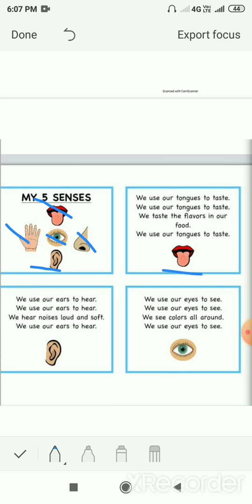We use our tongues to taste. We taste the flavors in our food.